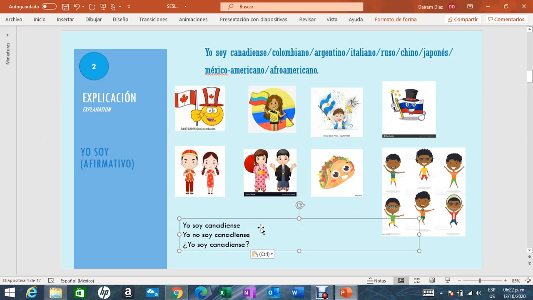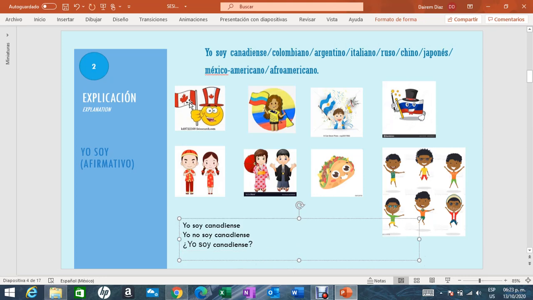Yo soy canadiense. Affirmative. Yo no soy canadiense. Yo soy canadiense in question. You can also say soy yo. Switch it. Soy yo canadiense. This is the correct formal way of asking questions, but actually when people are speaking, we don't care. We don't even pay attention to that. If you use the correct intonation, that is more than enough to create a question. Yo soy canadiense. Okay, then what other things do we have here?